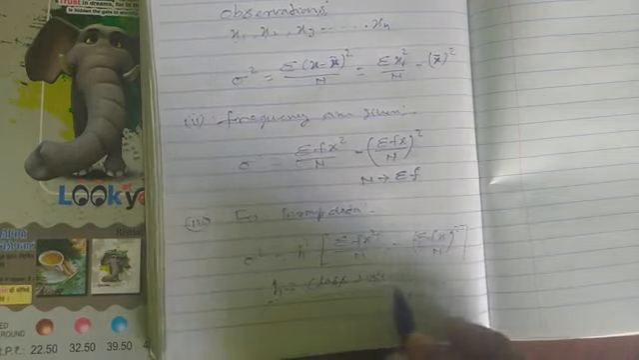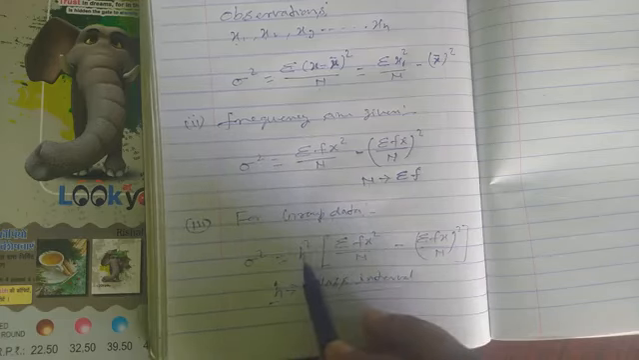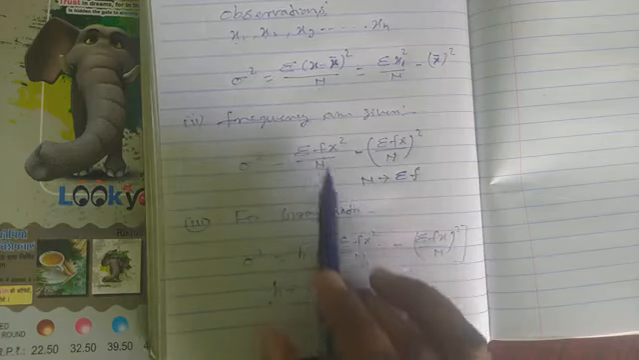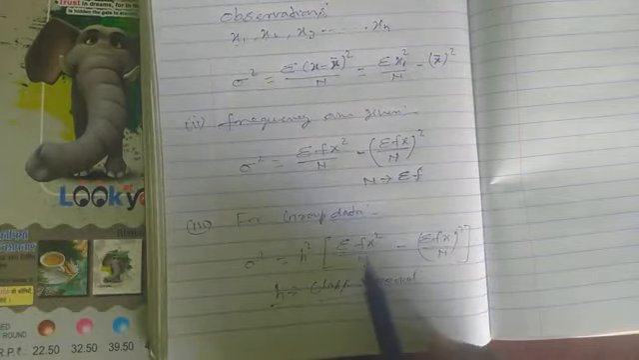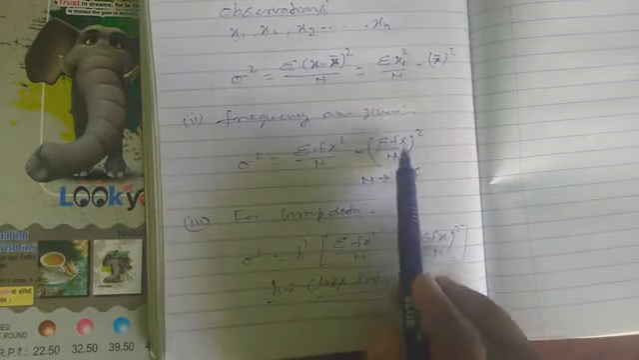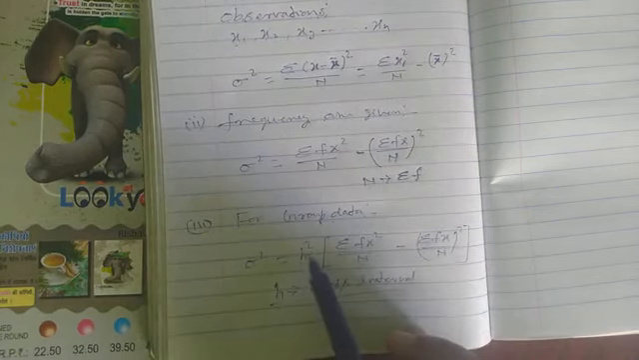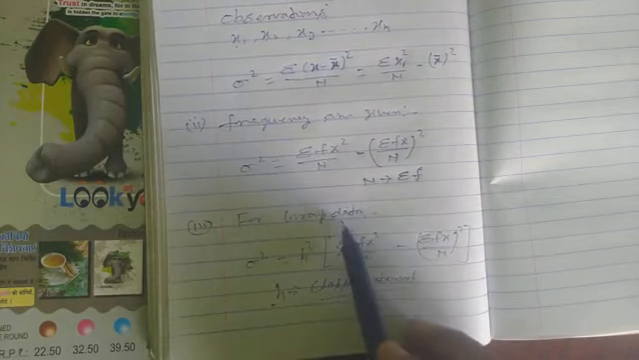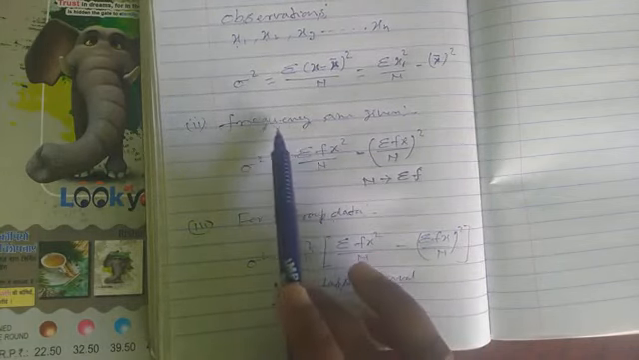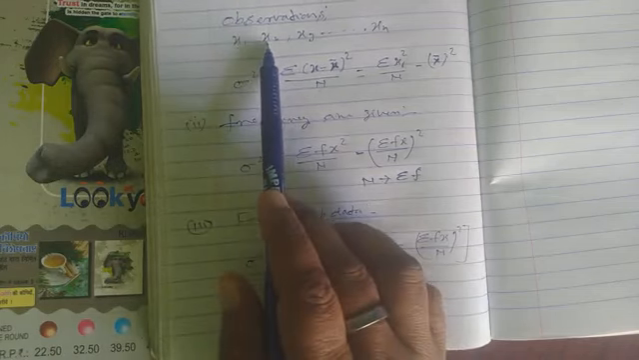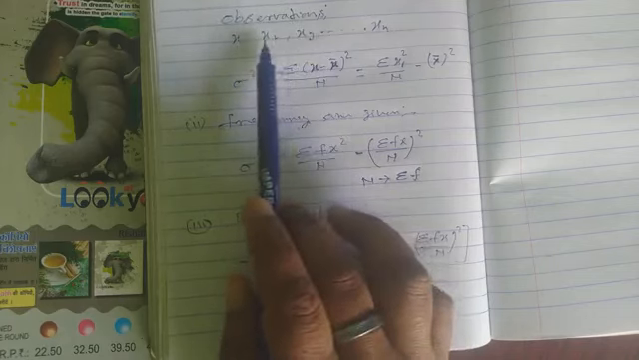Here h is called the class interval. Suppose your data is grouped, then you multiply by h square. These identities are the same: sigma fx square upon n minus (sigma fx upon n) whole square. Both identities are the same, the only difference is h square, because here the data is grouped data, while the other is ungrouped data but given the frequency.